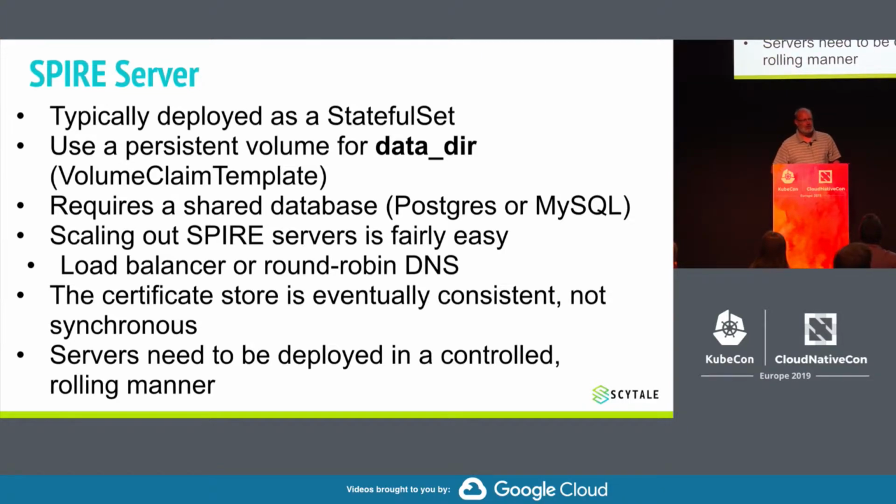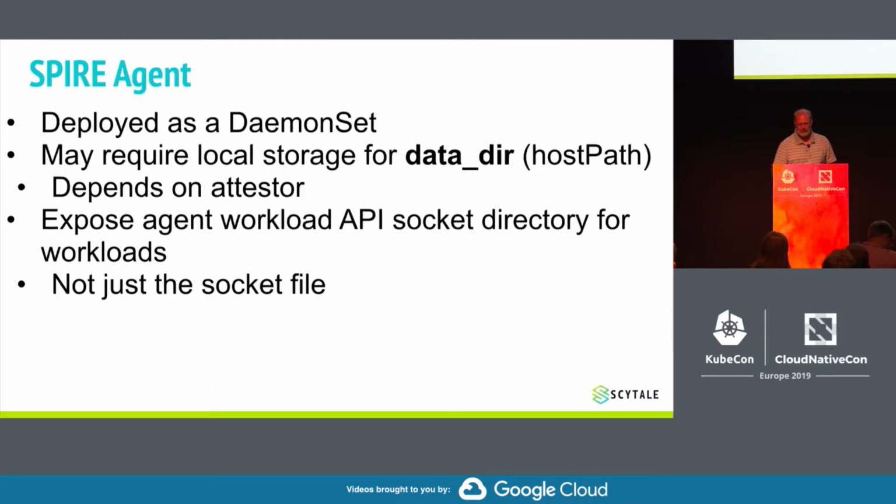But one thing you do need to be aware of is that the certificate store is eventually consistent. It's not synchronous. What that means is if you bring up a brand new Spire server that's not using a shared volume from a previous instance, none of the agents are going to know about that server. It's not going to trust the bundle. So it takes some time for that bundle to get propagated to the existing agents so that they can trust it. Because of that, you need to make sure that you deploy and roll out servers in a slow and consistent manner, because you don't want to strand your agents.